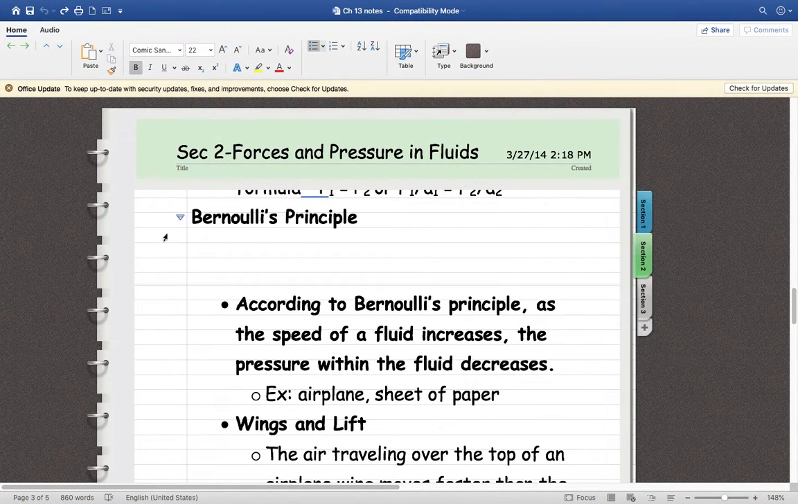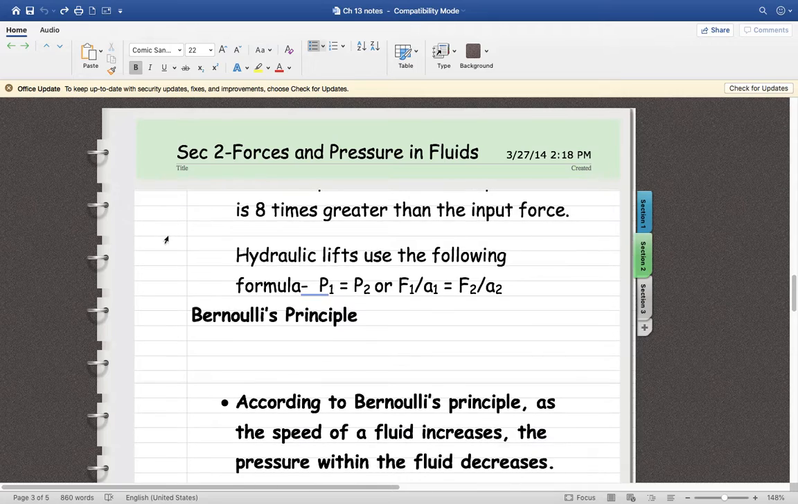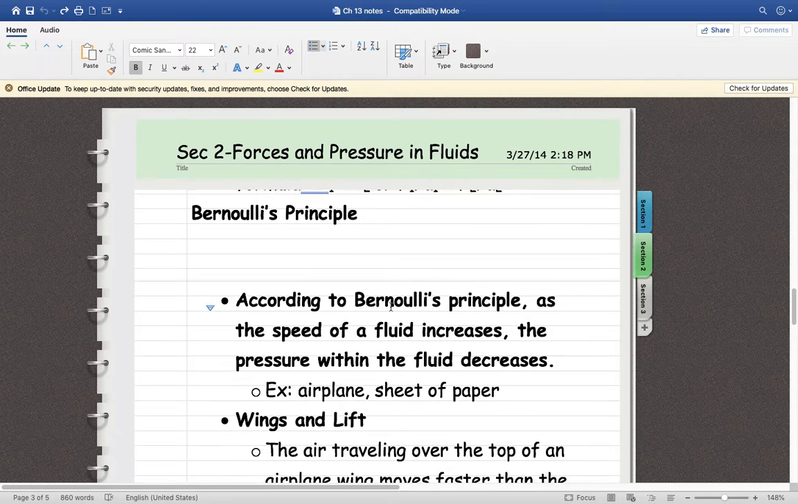Hey guys, so I'm starting where we left off. We talked about the hydraulic lifts and the formula you're supposed to use right here. Your math looked pretty good on the worksheet, so you should be good. So now we're going to talk about Bernoulli's principle.